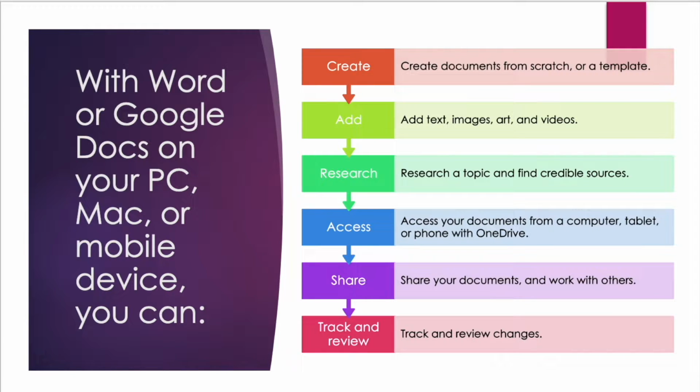Now, some of the things you could do with Word or Google Docs on your PC or Mac or any mobile device, you can create documents from scratch or use a template. You can add text, images, art, or videos. You can do some research on a topic and find some credible sources and write them up. You can access your documents from a computer, tablet, phone, with OneDrive or Google Drive.